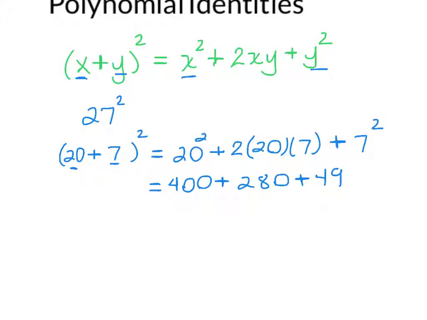Now you might be able to do the next step all in one line. I'm going to take a couple lines here, and I'm going to first add the first two terms, 400 and 280, to give me 680, plus 49. And then I'm going to add those two numbers together, and I get 729. So a little bit faster than having to multiply out 27 times 27.